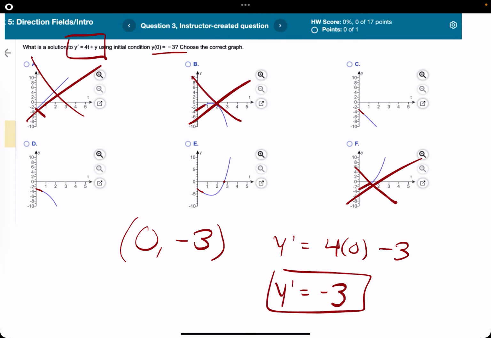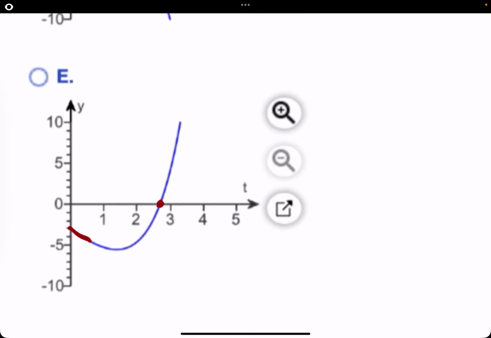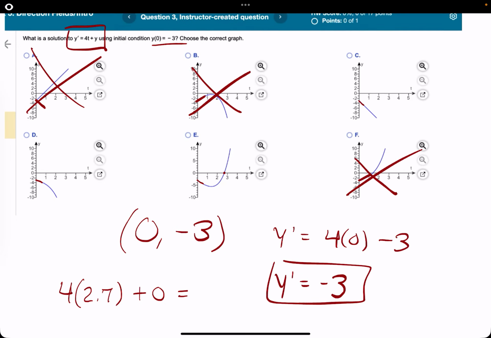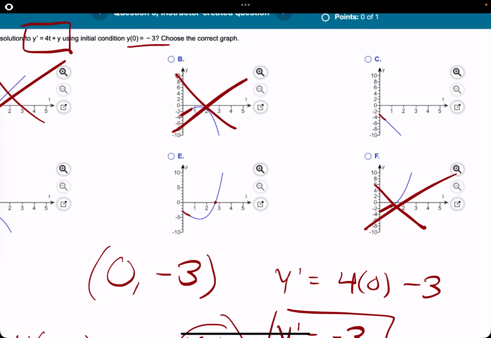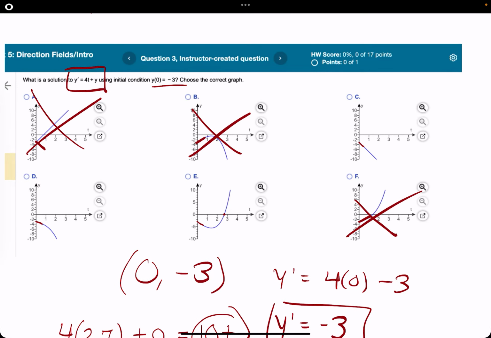So what that means is if E is our graph, then if we plug in 2.7 for t and 0 for y, we should get just a very positive slope. And that's looking promising right now because that's at least 9 something, a little over 10, I don't know, 10 or more. So that's a very positive slope. So maybe there is a chance that that is our answer. But it's going to take a little bit of process of elimination.